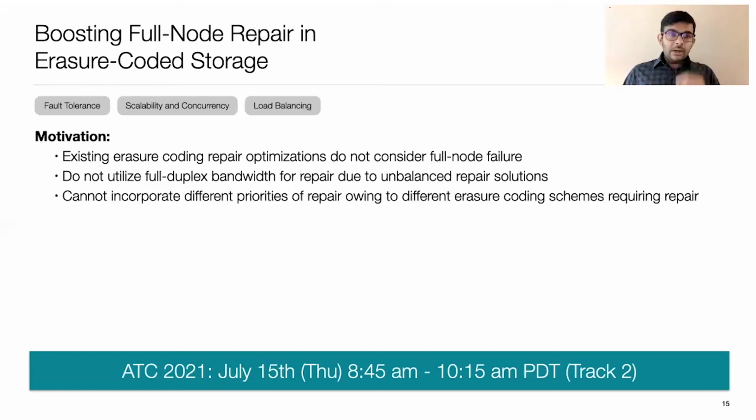Moreover, today's erasure coding repair mechanisms cannot incorporate different priorities of repair, depending on which kinds of stripes need to be repaired before which other, if they might have deployed different redundancy schemes.